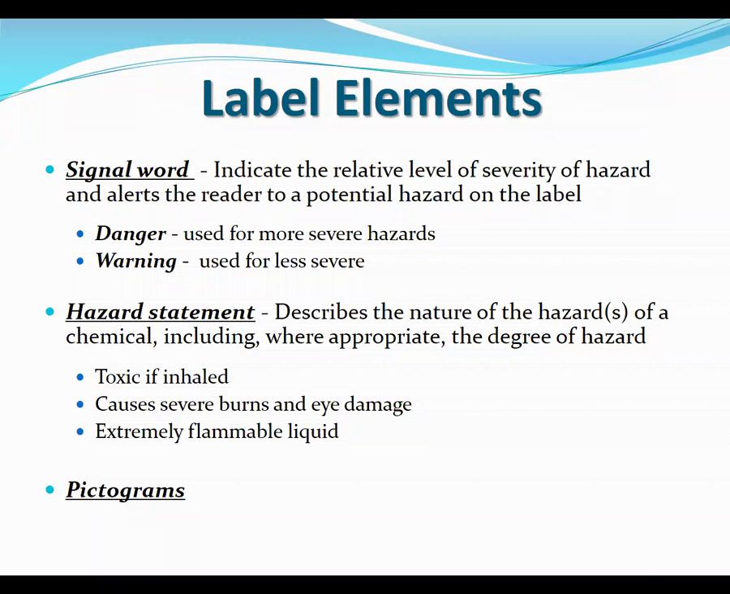There are several different label elements to assist you in identifying specific hazards. The signal word would indicate the relative level of severity of a hazard and alerts the reader to a potential hazard on the label. You'll see danger or warning, danger used for the more severe hazards, warning used for the less severe.